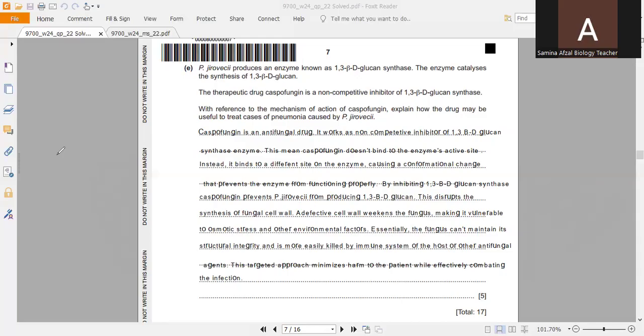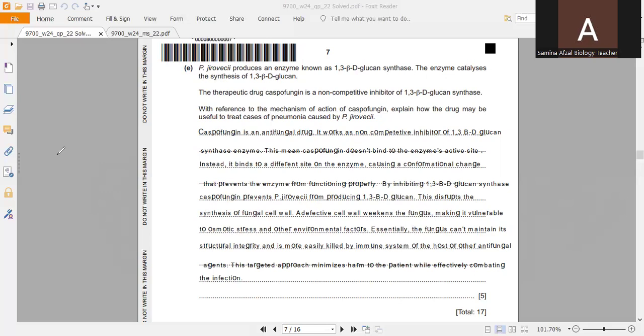So we can say caspofungin specifically targets 1,3-beta-D-glucan synthase. This enzyme is unique to fungi and not found in humans. This makes it a good target for antifungal drugs because it is less likely to harm human cells. So in this way, we can say that a defective cell wall weakens the fungus, making it vulnerable to osmotic stress and other environmental factors.